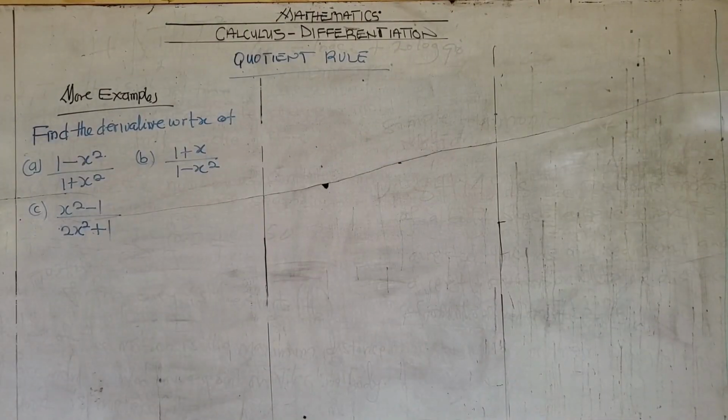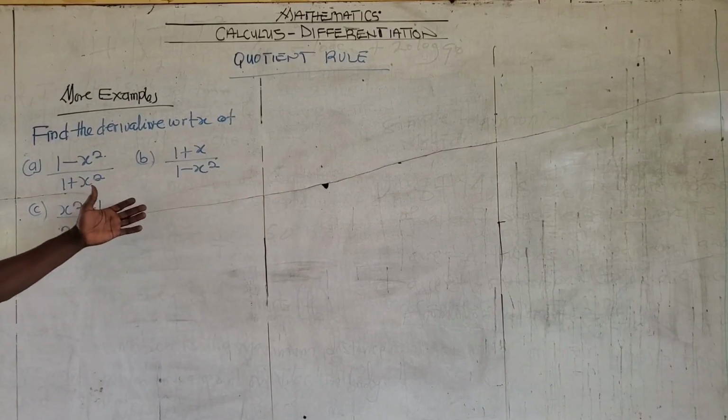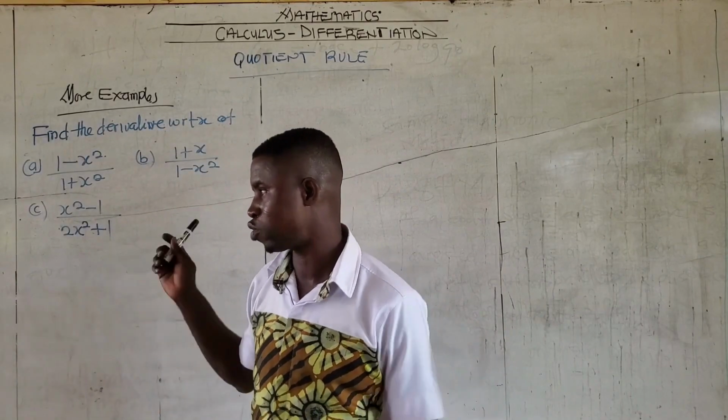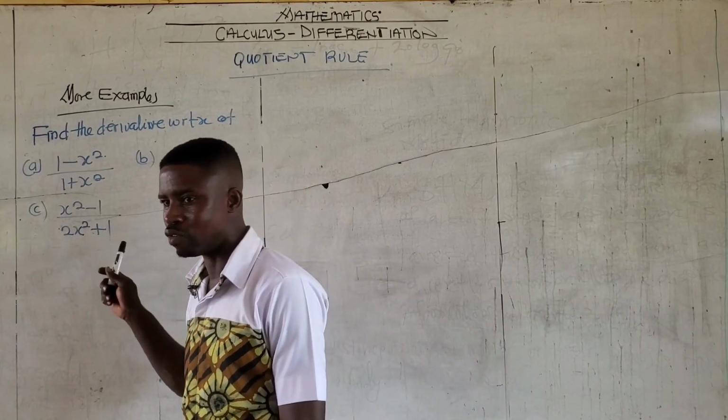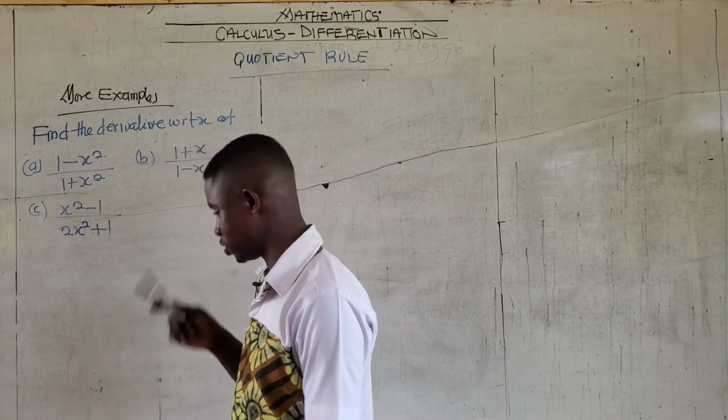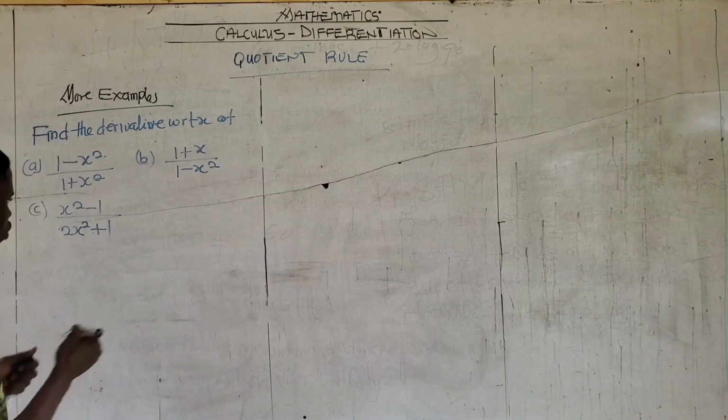All right, so we have 3 beautiful questions here. Let's apply the quotient rule and solve this question beautifully. Very simple. Are you okay? Okay. So let's see how to solve it.